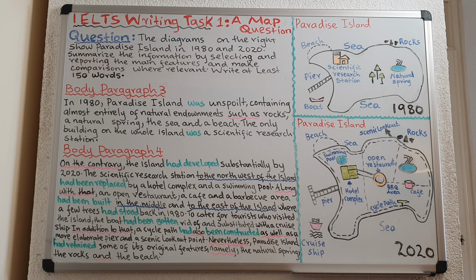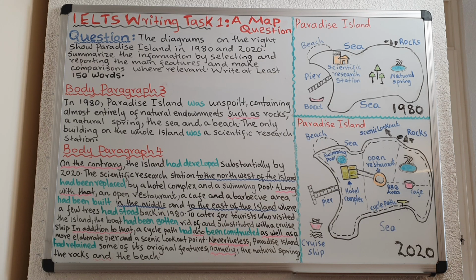In 1980, you can see what Paradise Island looked like. It was very natural. And in 2020, it has changed a lot. You can see that it is more developed. For example, in the first diagram, there's only one building, and that is the Scientific Research Station. The rest of the things that are there are natural. You have the beach, you have the sea, you have rocks, but you also have a boat and a pier, and a few trees, and also you do have a natural spring.